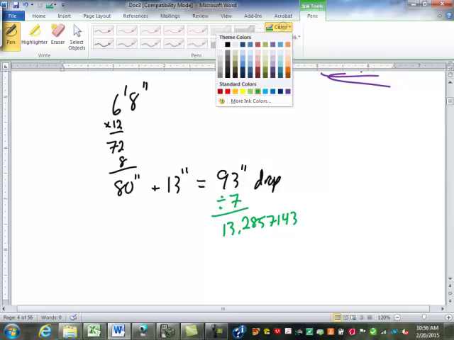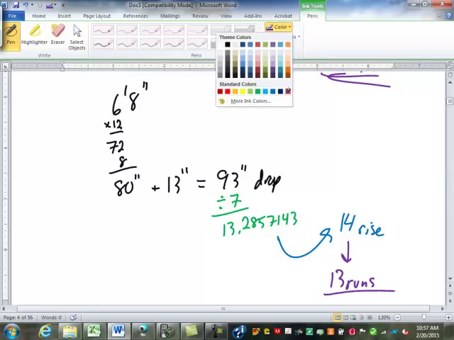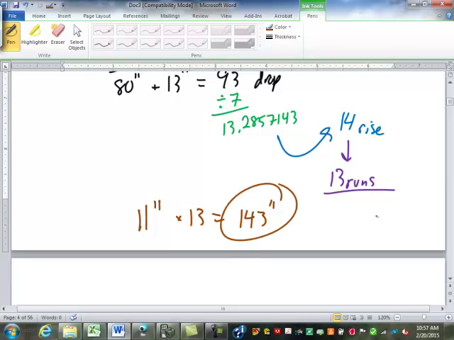So that means we have to round up to using 14 rises. If we use 14 rises, it will take 13 runs. Each run is 11 inches times 13 runs is 143 inches. You could either leave it as 143 inches or you could leave it as 11 feet, 11 inches. A lot of people just had 11 feet flat for some reason.